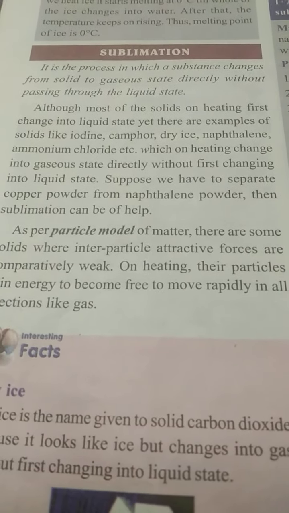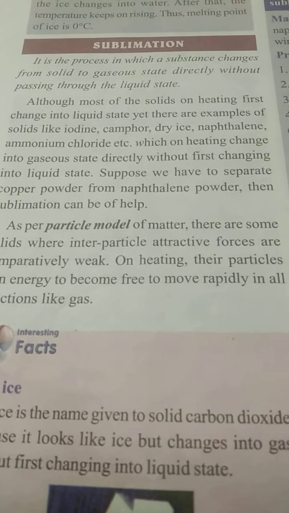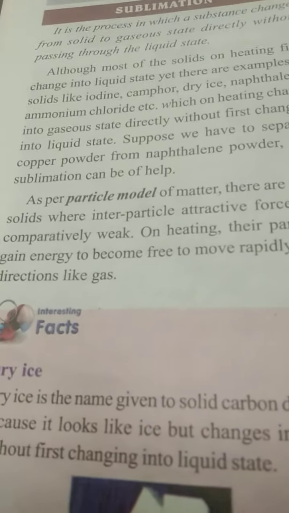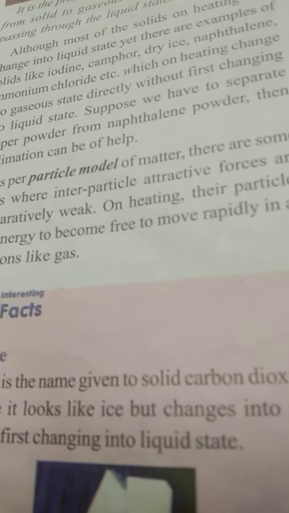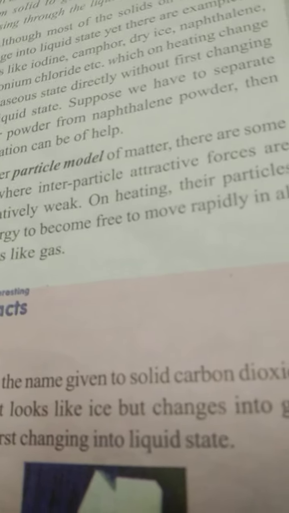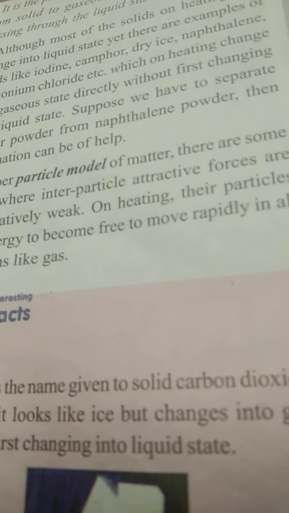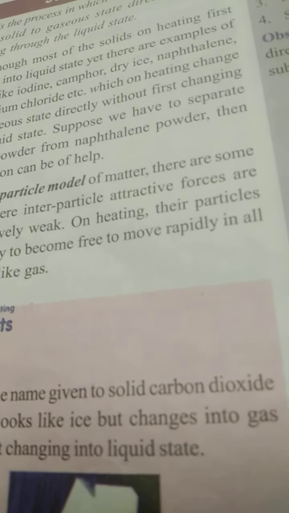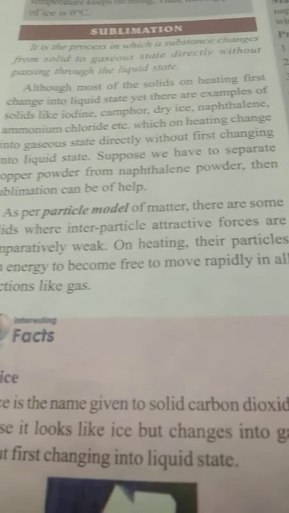Suppose we have to separate copper powder from naphthalene powder, then sublimation can be of help. So if copper powder and naphthalene powder are mixed and you want to separate them, then what do you have to do? You have to just place it in open, or we just heat them. Then this naphthalene powder will get sublimated into gaseous form and you will get the copper powder.